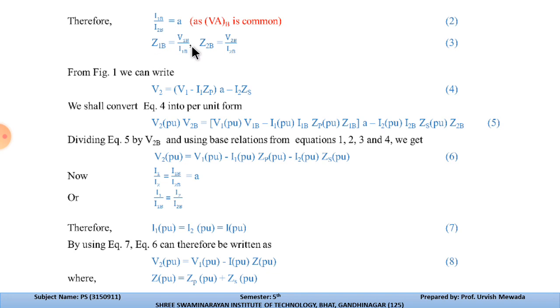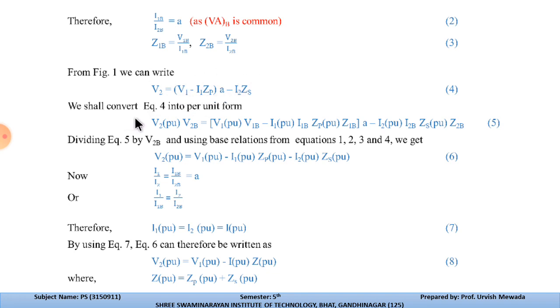Z1B will become V1B by I1B, and Z2B will be V2B by I2B. So from figure number 1 we can write that V2 is equal to V1 minus I1 into ZP into A, minus I2 into ZS. So this is the secondary voltage, obtained by subtracting the losses in the transformer; input minus losses is the output.